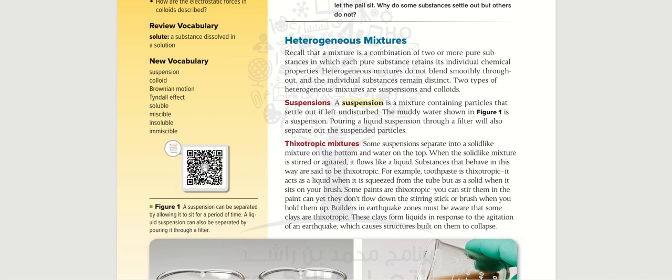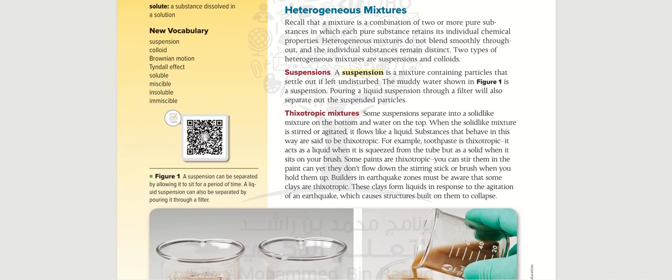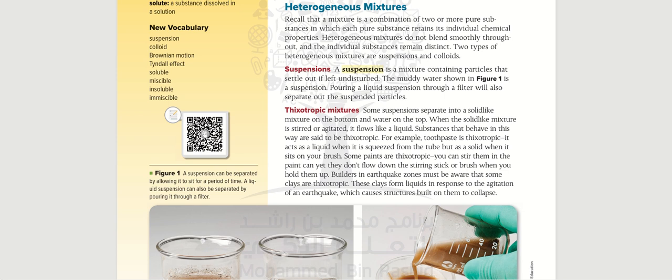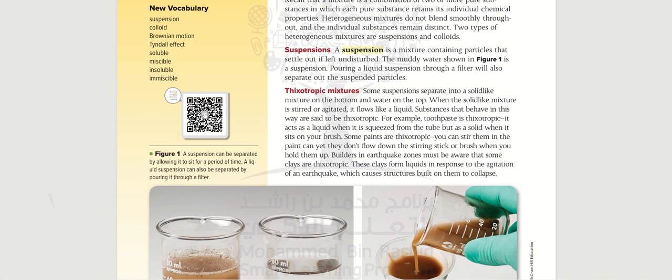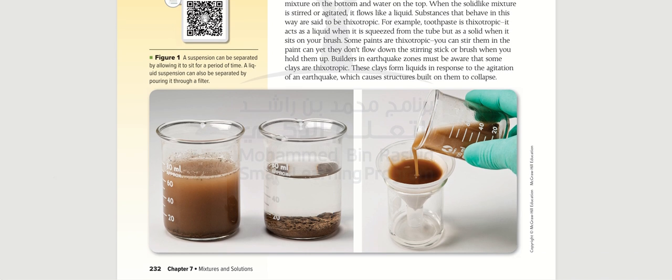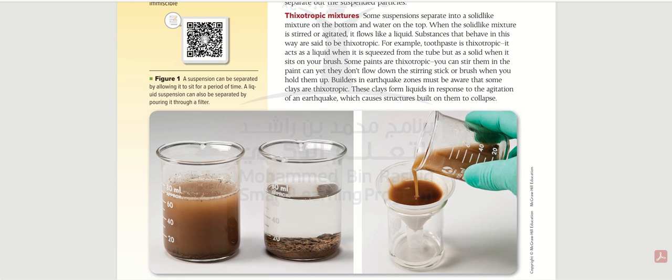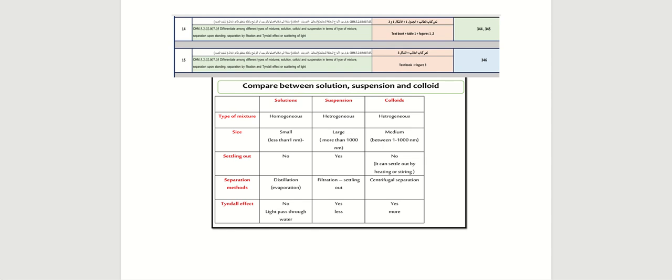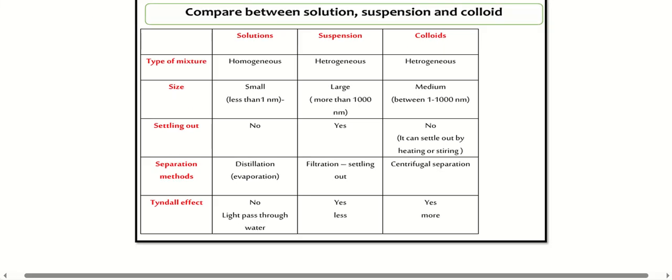But today, you're going to learn another two types of heterogeneous mixture, which are suspension and colloid. And what is the difference between suspension and colloid? I prepared this for you, which contains the difference between solution, suspension, and, sorry, I said collision. I don't mean collision, I mean colloid. So this table represents the comparison between solution, suspension, and colloid.